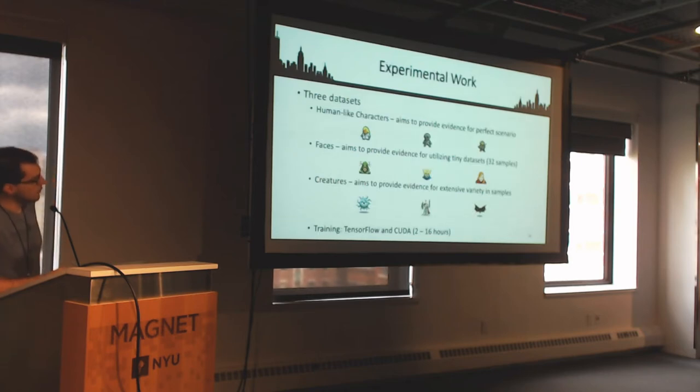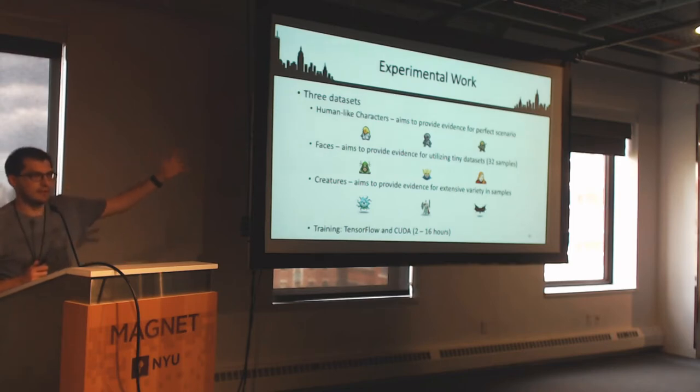So, coming to the experimental work, we essentially have three different data sets, and each of them tackles a specific problem that can be found when trying to work with it. The first one is human-like characters. I can't remember exactly how many, but there are more than 200 or 300 different sprites, and all of them look quite similar. You have two legs, two arms, something that seems like a head, and sometimes something in the hands. It's kind of the perfect scenario, when you have many sprites that look very similar to each other, and then you want to create something that could be one image inside that set. Faces.